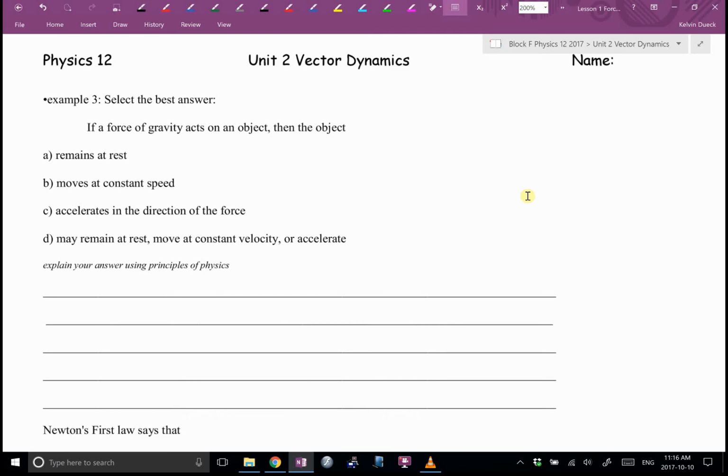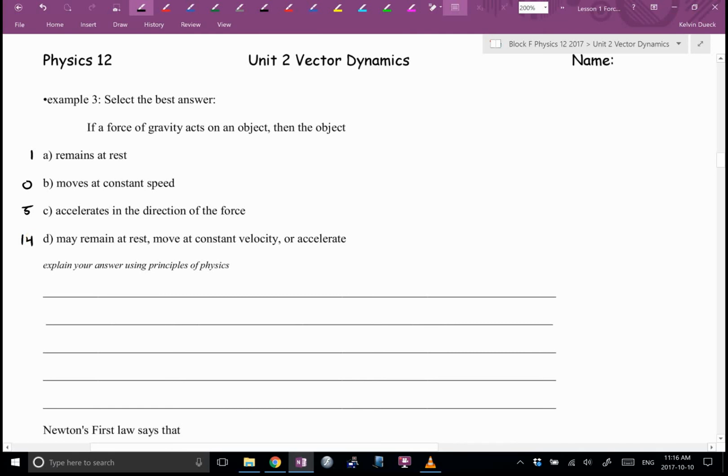Kieran's thinking. Good. You ready? If gravity is acting on an object, then the object, who says A, remains at rest? B, moves at a constant speed. C, accelerates in the direction of the force. D, all of the above.